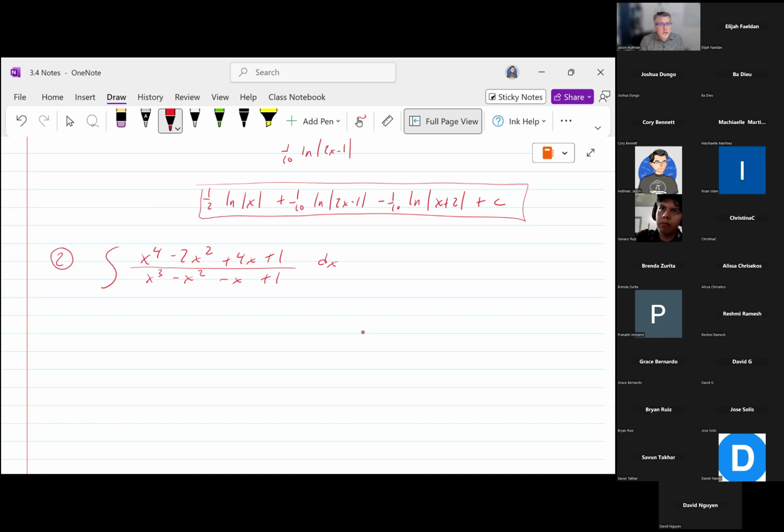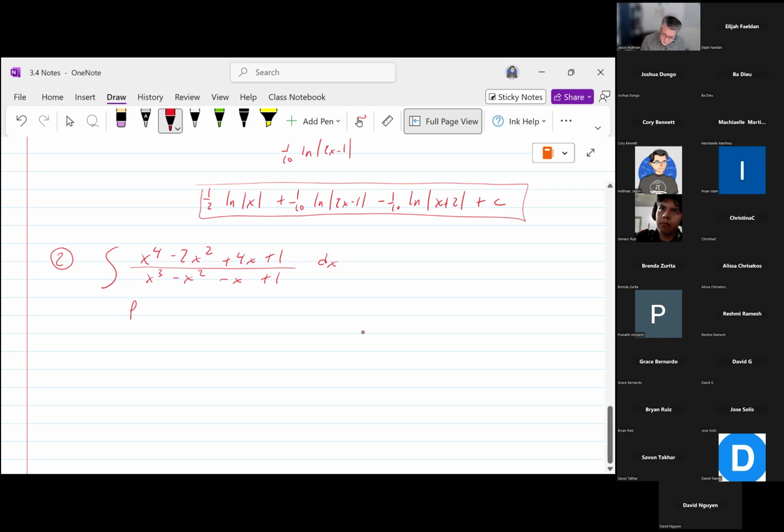Okay, what do we notice here is different in this case than the last case? The polynomial on the bottom is a lower order polynomial, lower power than the top polynomial. And so what we're going to have to do here is divide and do some long division.